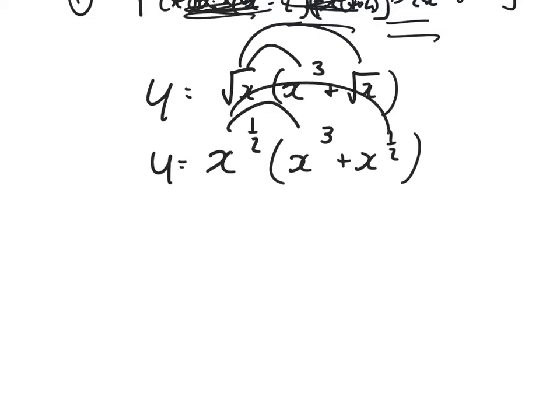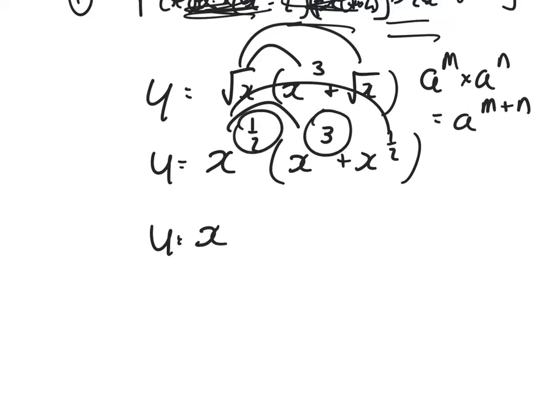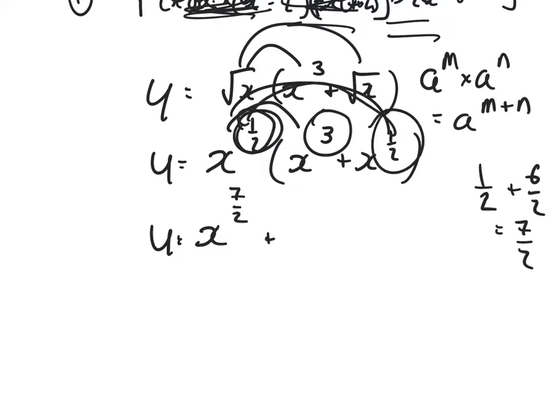Okay, now remember that a to the power m multiplied by a to the power n is a to the power m plus n, so we add those powers. So that's 1/2 plus 3. So if you think about half a pizza plus 3 pizzas, that's a half plus 6 halves, that's 7 halves. So that's x to the power 7 over 2. And then let's add those together. Half plus a half is x to the 1.